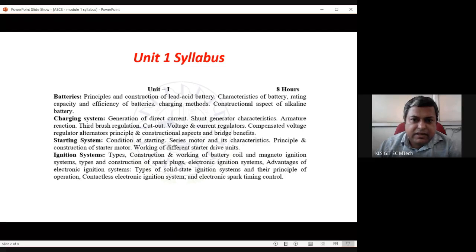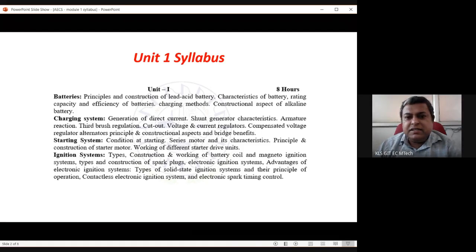So here, as per our syllabus, they are saying it is alkaline battery. Okay, so we have to see the constructional aspect of alkaline battery, and lead acid battery also we will see. Next is charging system. So in charging system, there are few electronic or electrical components. What are the electrical components?